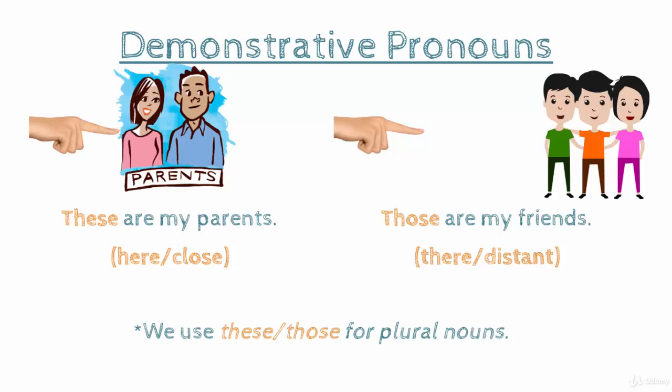Okay? So, parents are mother and father. So, these are my parents. Friends is plural. It's more than one. Those are my friends. Okay? Now, let me show you some more examples.